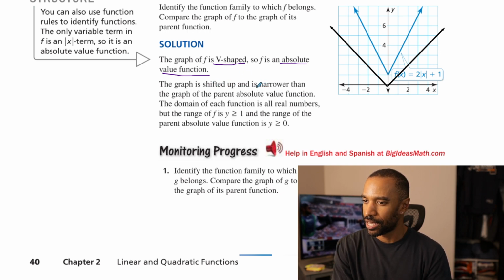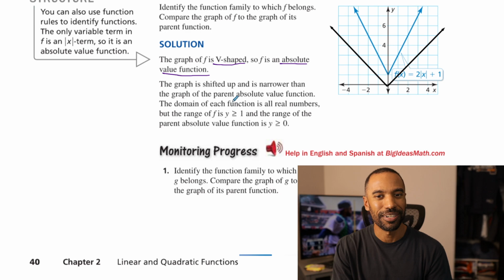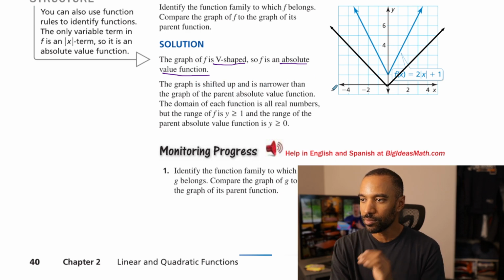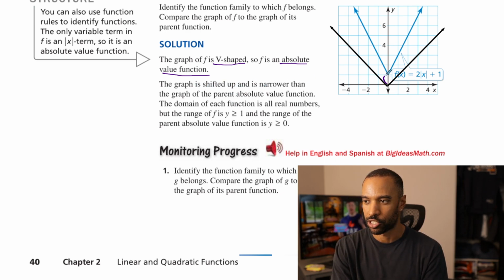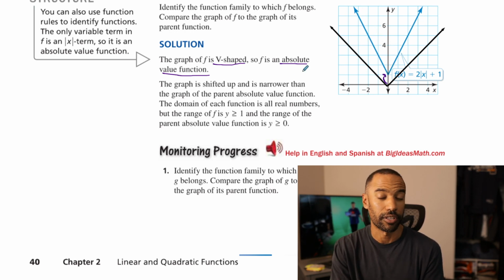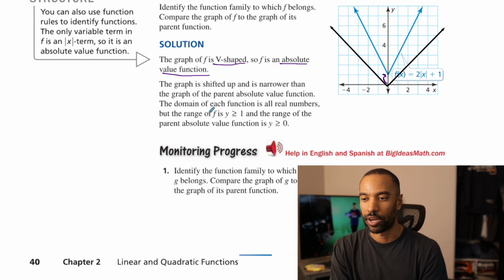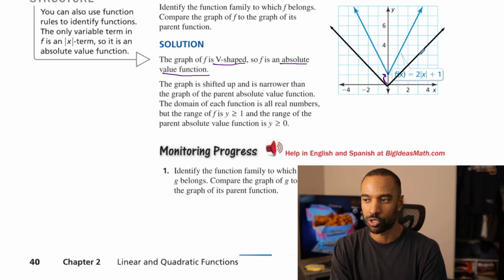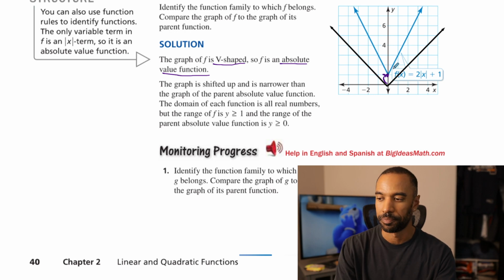I don't think we get to describe it that way yet, so maybe I'm jumping the gun a little bit. But the graph is shifted up. Notice the vertex goes from here to here. Notice that it's narrower as well. That will mean it's vertically stretched. And then we're going to talk about domain as well. Domain is still all real numbers, but the range, instead of y greater than or equal to 0, is now y is greater than or equal to 1. Now 1 is the lowest y value that we can hit there.